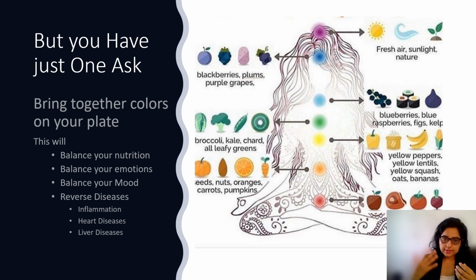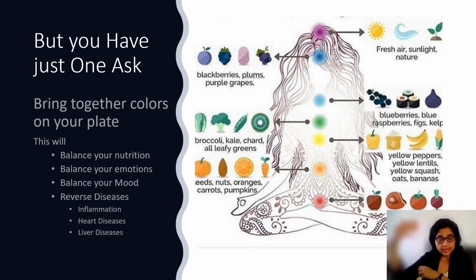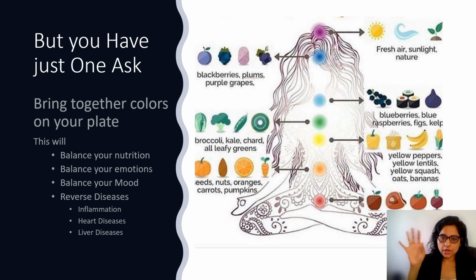We have 7 chakras in our body, and each of them is associated with a different color. Over the next few weeks, not right now, because otherwise it will become too much information in one presentation, you will understand through these modules how these colorful foods are not only balancing your nutrition, they are also balancing your emotions.